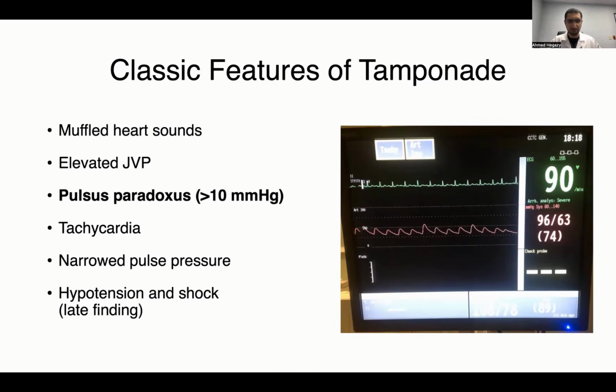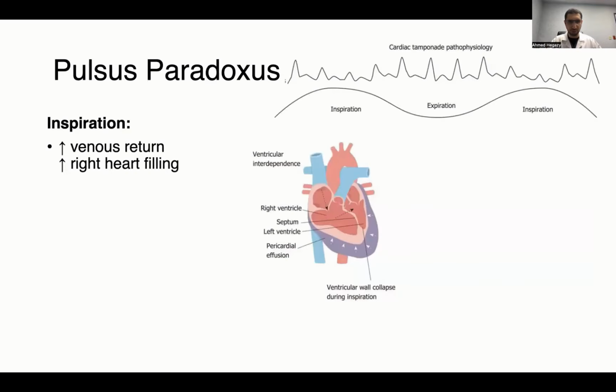What is pulsus paradoxus? It is a drop in systolic blood pressure by more than 10 millimeters of mercury during inspiration. Normally, during inspiration, your systolic pressure drops slightly, but it usually does not drop by more than 10 millimeters of mercury. If it drops by more than 10 millimeters of mercury, this is called pulsus paradoxus. So pulsus paradoxus is nothing other than an exaggeration of a normal phenomenon that we see during normal breathing.